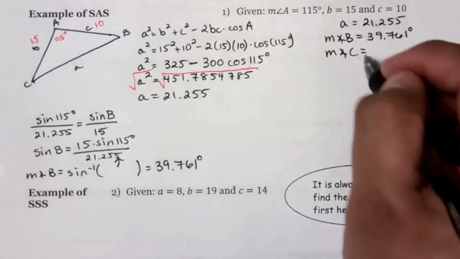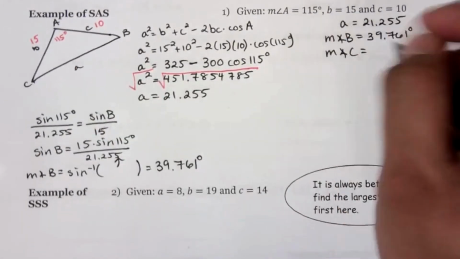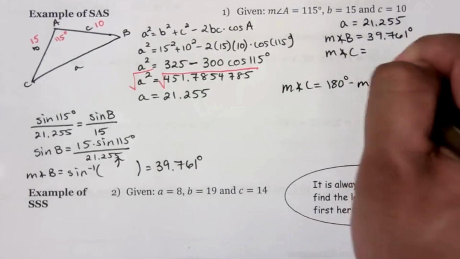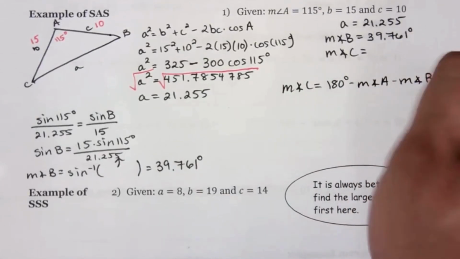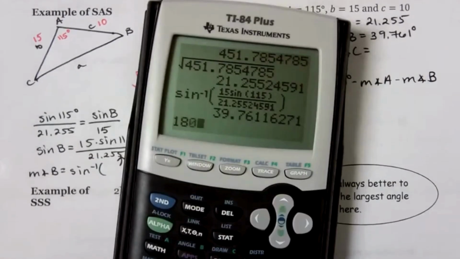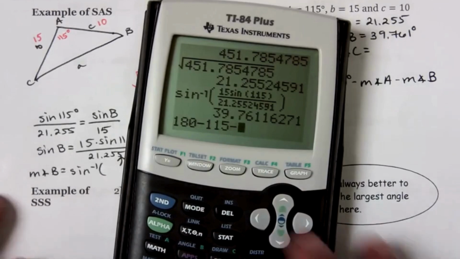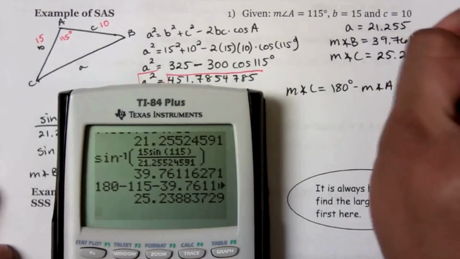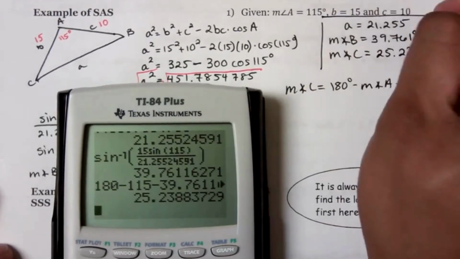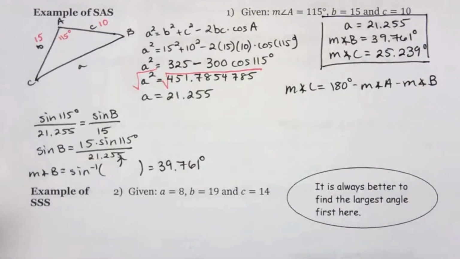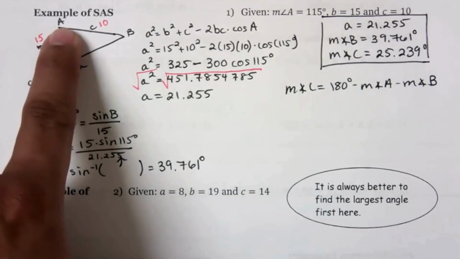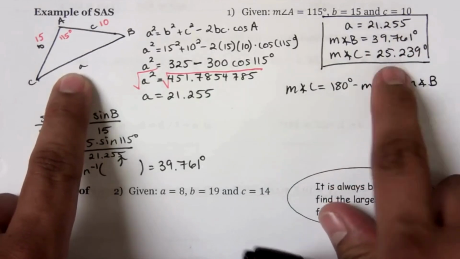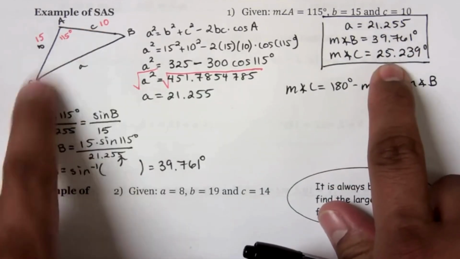So now that we have two angles, all I have to do to find the measure of angle C is subtract A and B from 180. So 180 minus 115 minus that angle gives us 25.239 degrees. And again, check to make sure that your triangle makes sense. A is the biggest angle, so A is the biggest side length. C is the smaller side length, so it should be the smaller angle.